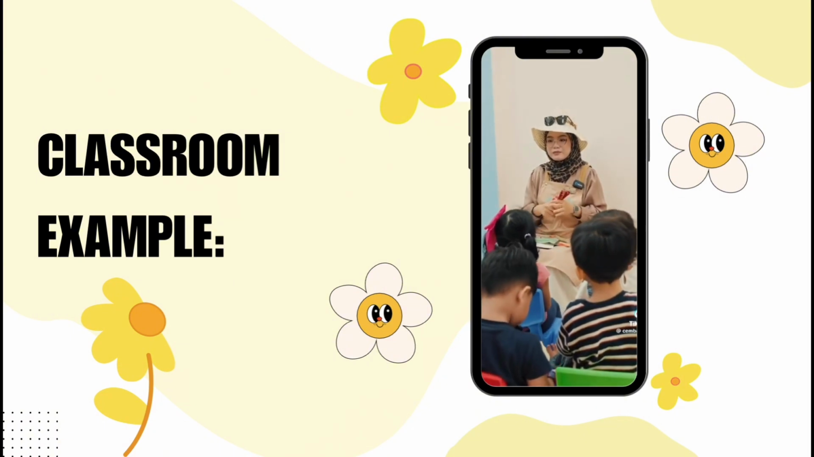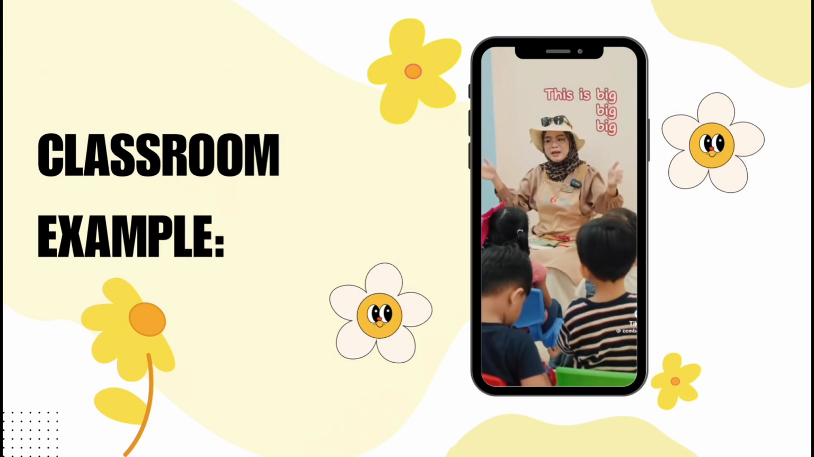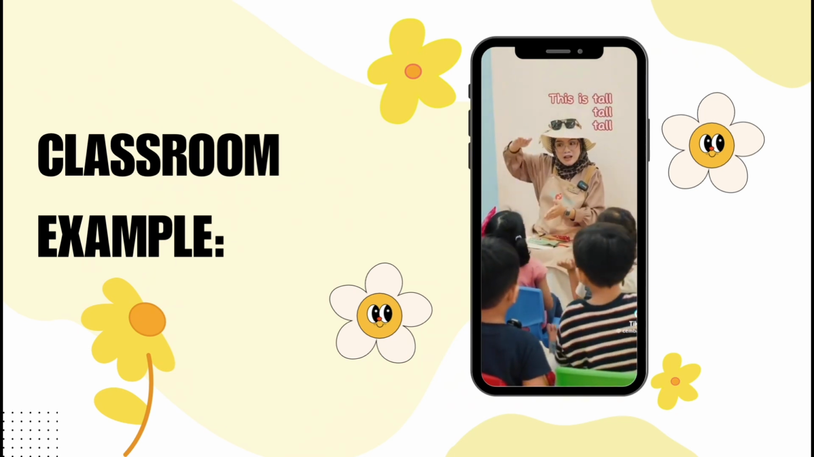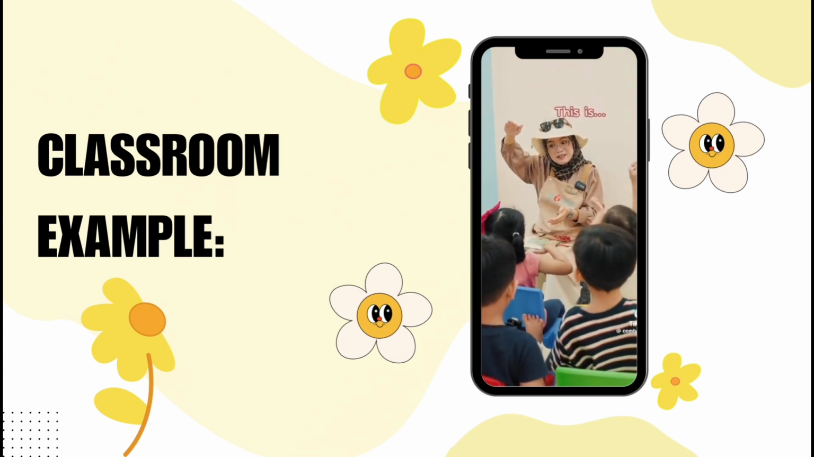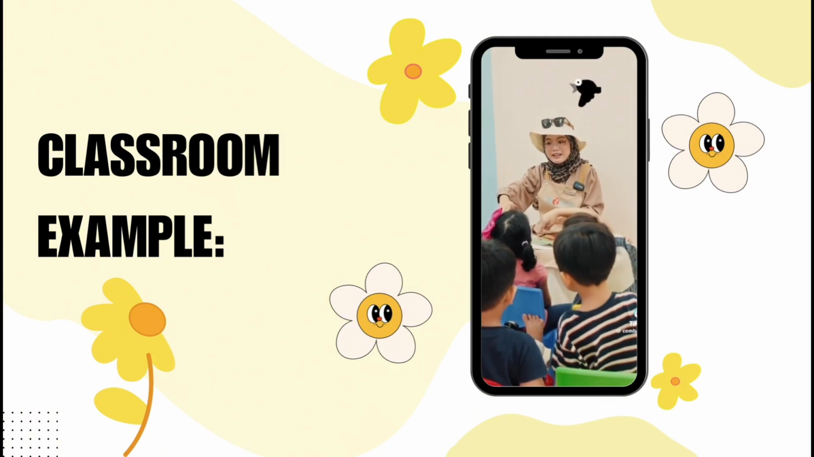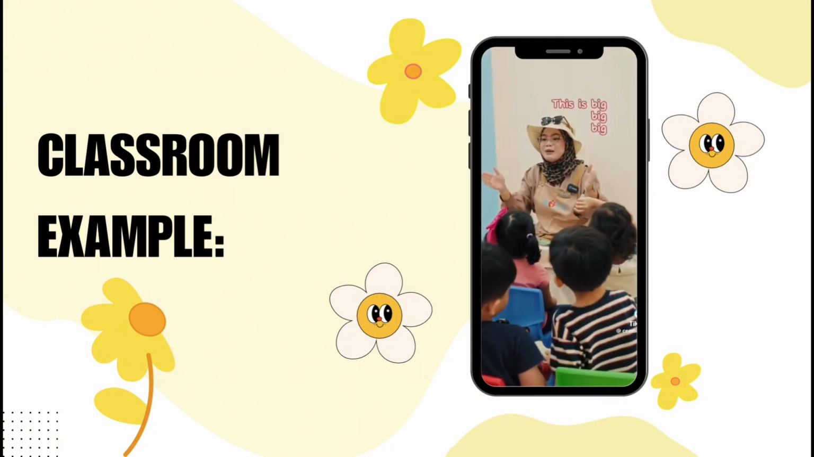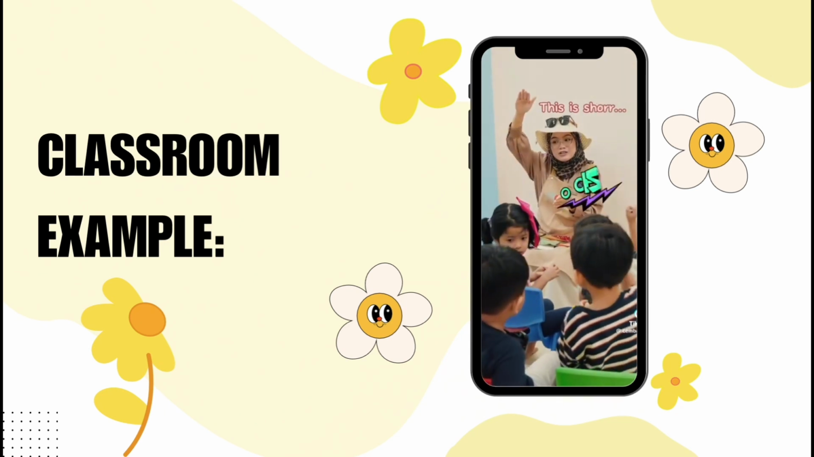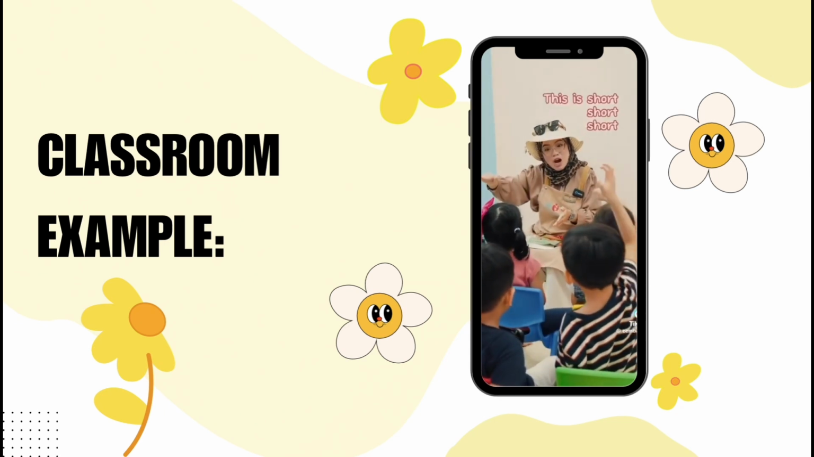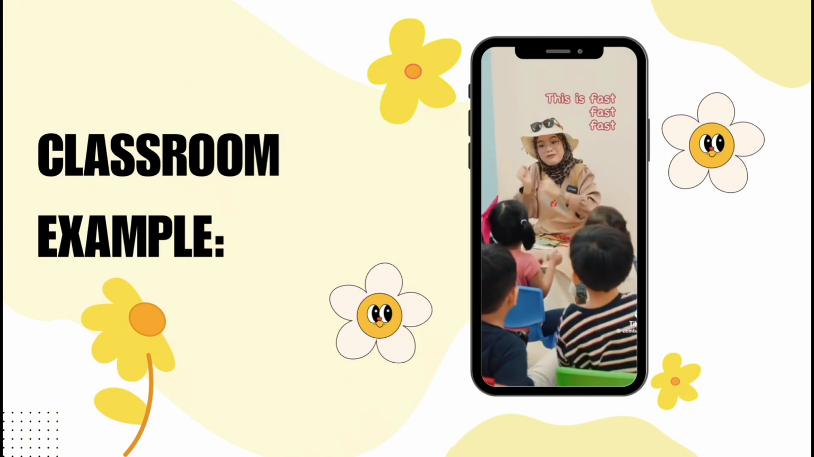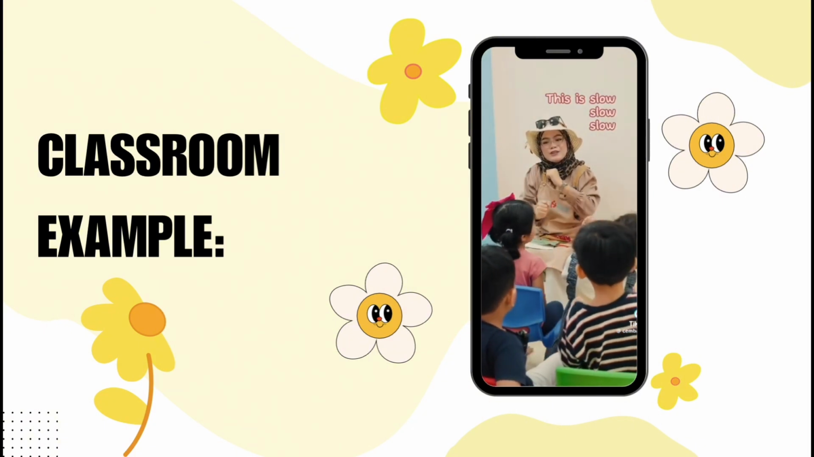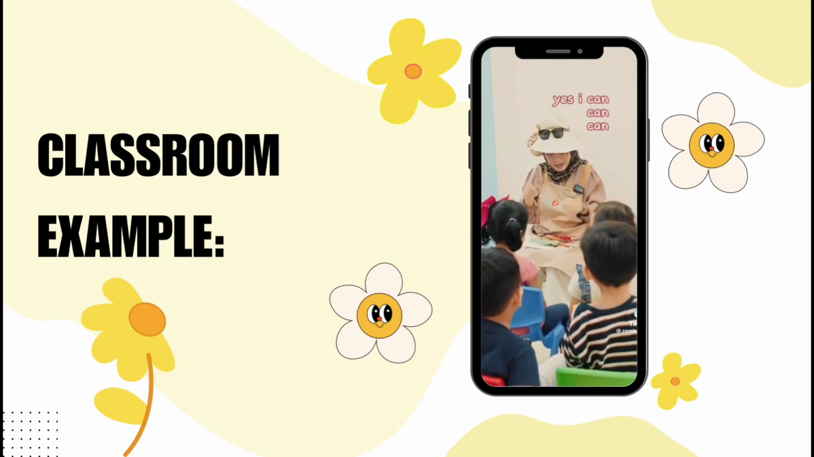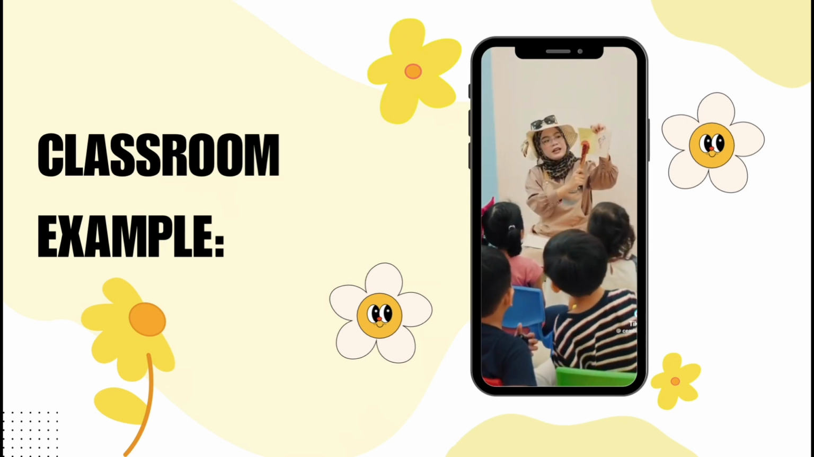Calm down. This is big. This is short. This is tall. This is big. This is small. This is short. Tall. This is short. This is fast. This is slow. I can do. Yes, I can. Okay. Listen here.